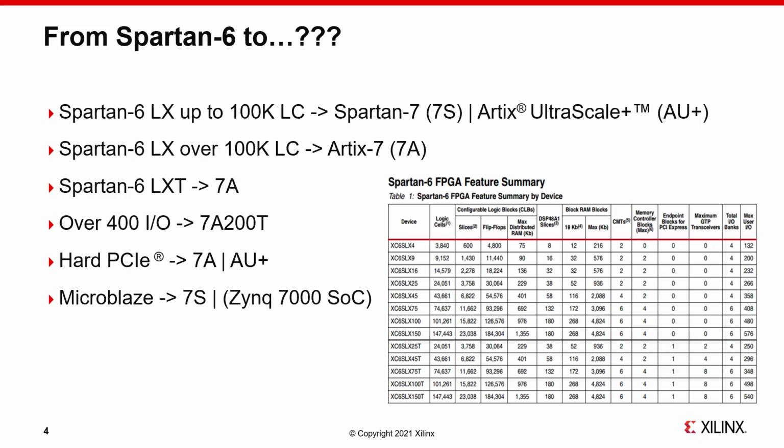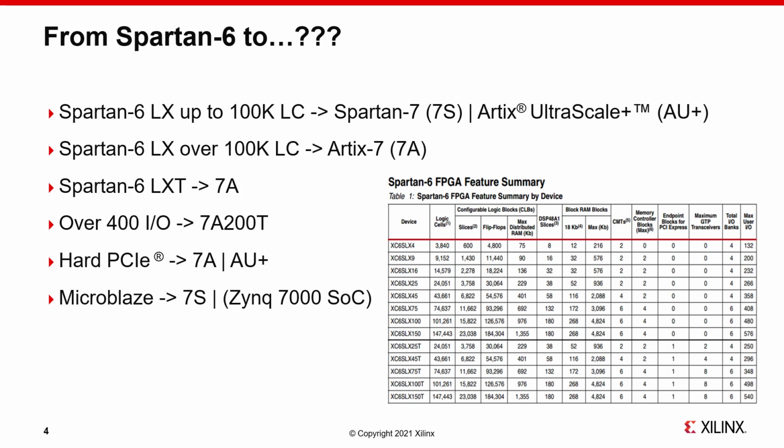So you have an existing Spartan-6 design that you want to migrate to what? When choosing to migrate, the resource guidance can be relatively straightforward, but the uniqueness of each design in question needs to be considered. If you've got a Spartan-6 design of 100,000 logic cells or less, then maybe you could migrate to a Spartan-7. If your Spartan-6 design has over 100,000 logic cells, then now we have to start looking at Artix-7 or maybe something else.